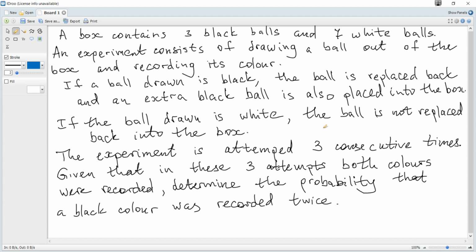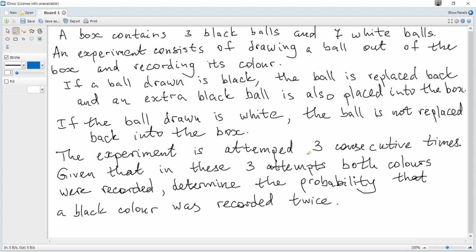A box contains 3 black balls and 7 white balls. An experiment consists of drawing a ball out of the box and recording its color. If a ball drawn is black, the ball is replaced back and an extra black ball is also placed into the box. If the ball drawn is white, the ball is not replaced back into the box.